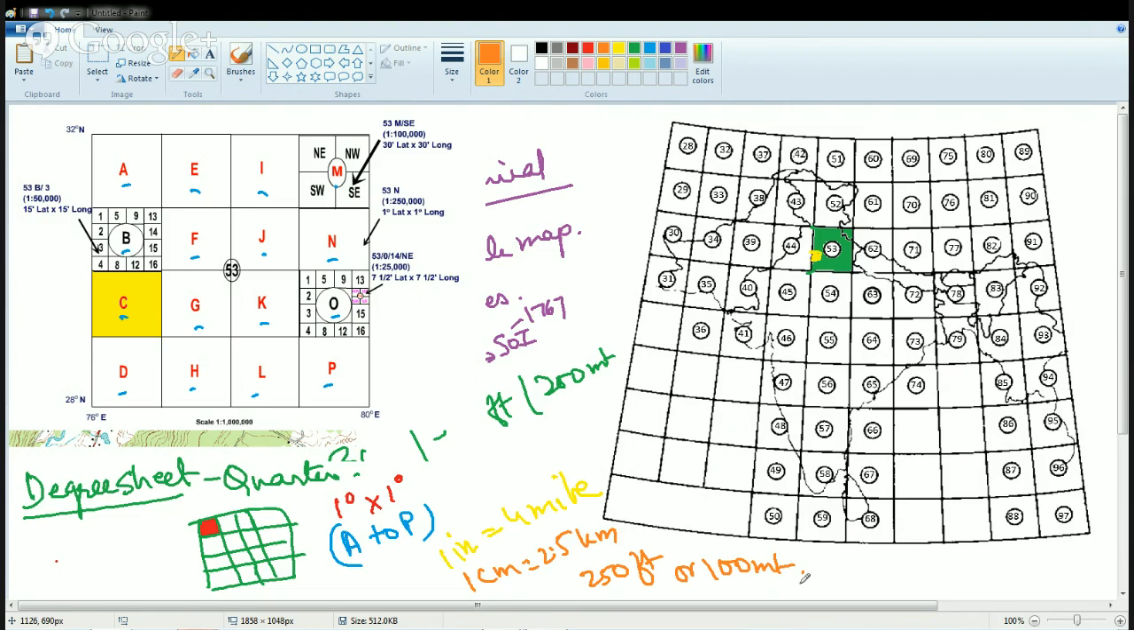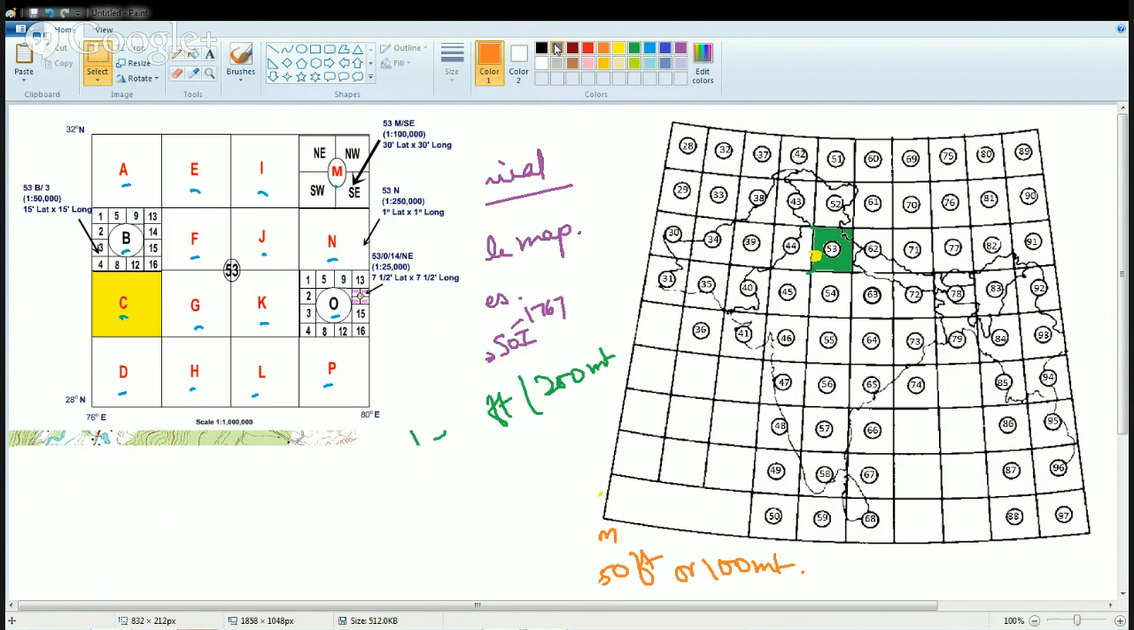So these are the characteristics of the degree sheet or the quarter sheet. Now we move to the further classification, which is known as the half-inch sheet. Let's understand the half-inch sheet. I will remove this to facilitate your understanding. Now what is the half-inch sheet? As we can see here, this and this would form the half-inch sheet.